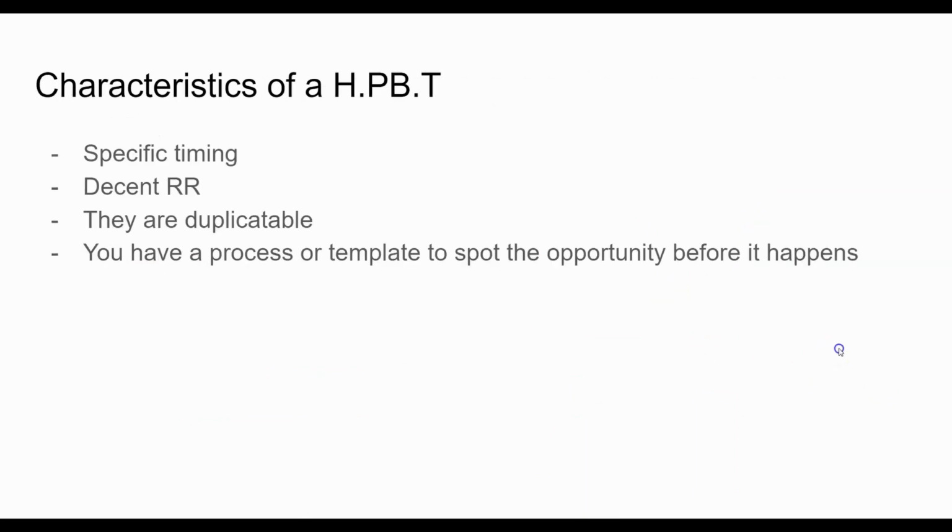Now, the characteristics of a high probability setup, there are some things that I think are very important to understand that make a high probability setup. So we have the pillars, we've strengthened them, we now have a very, very clear picture of what we're looking for. I think it comes down to specific timings. Know when you want to trade, know when you want to see it, know what session it should be, roughly when is your trade setup more likely to occur.